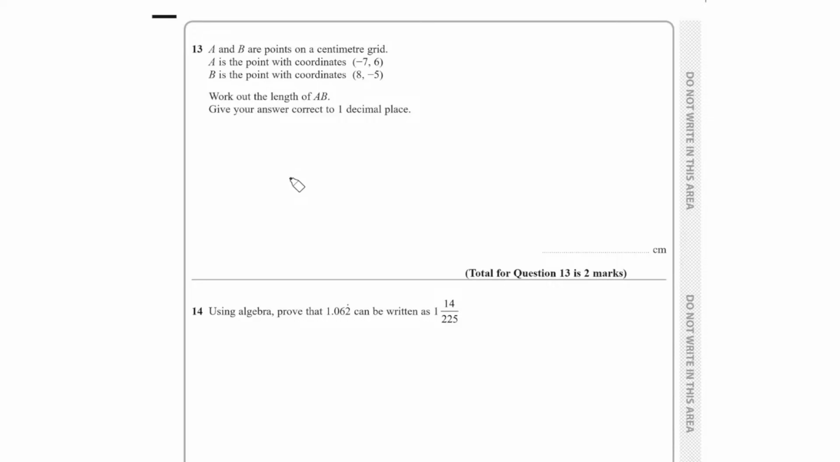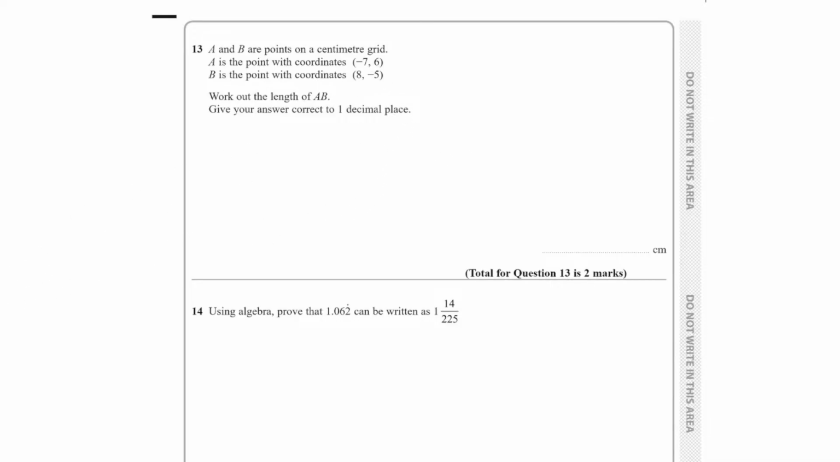So A and B are points on a centimetre grid. A is the point with coordinates -7, 6. B is the point with coordinates 8, -5. Work out the length of AB. Whenever it says work out the length between 2 coordinates, it's always Pythagoras. So you can just use Pythagoras as it is.